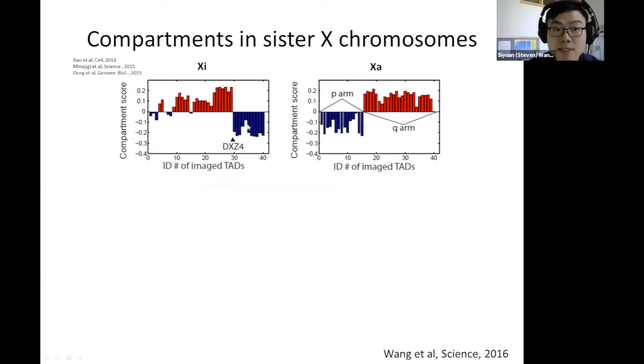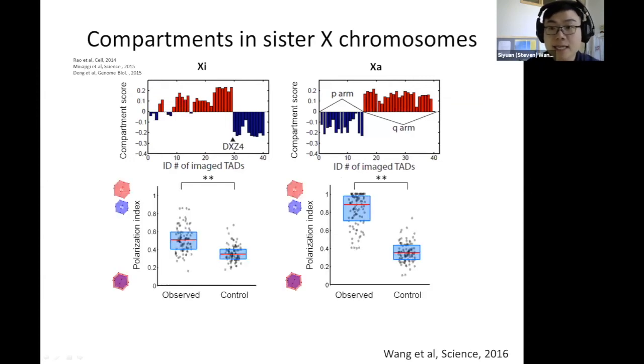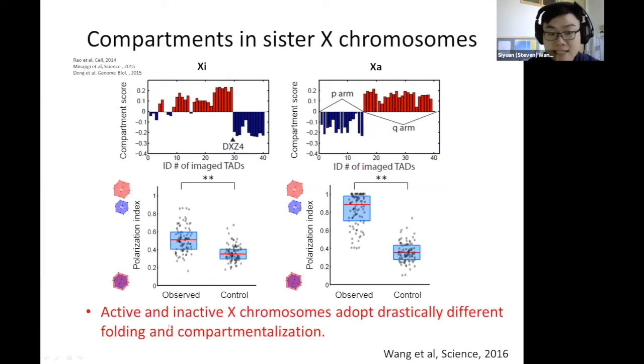Xi forms two large compartments separated by the DXZ4 microsatellite sequence, and Xa forms two compartments that correspond to the P and Q arms of the X chromosome. And these X-specific compartments are also stable, existing in individual copies of the chromosome, and are polarized. So we conclude that active and inactive X chromosomes adopt drastically different folding and compartmentalization schemes.